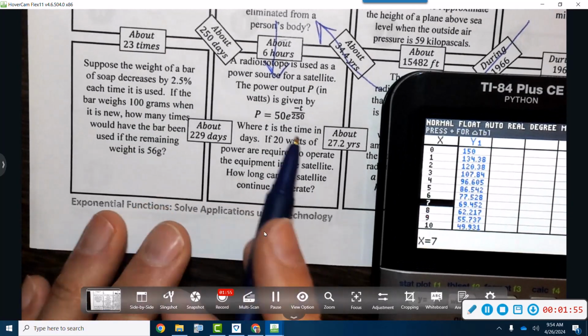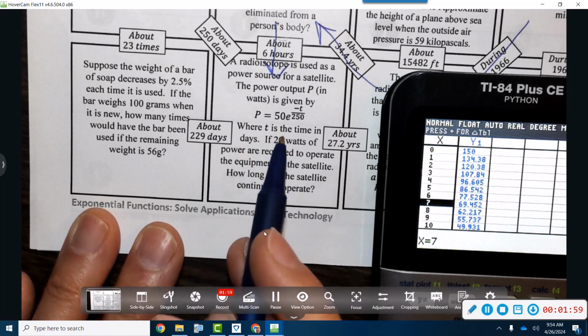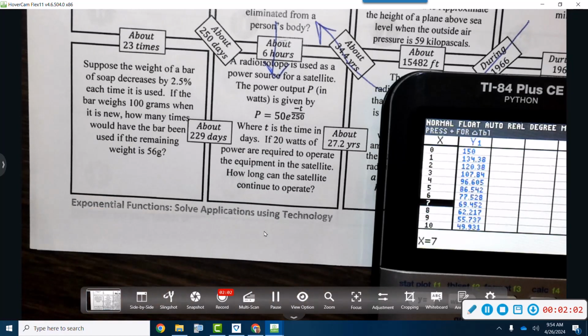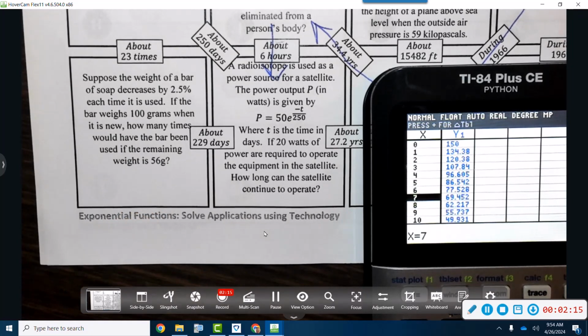Okay, we are starting out with 50. When is this radioscope's output going to be 20 watts of power? All right. If 20 watts of power are required to operate the equipment. Okay. So once it gets to 20, it looks like it's going to shut down. So, no. Wait. I should read it. The power P is given by this. If 20 watts of power are required to operate the equipment in the satellite, how long can the... Okay, yeah, so I was right.